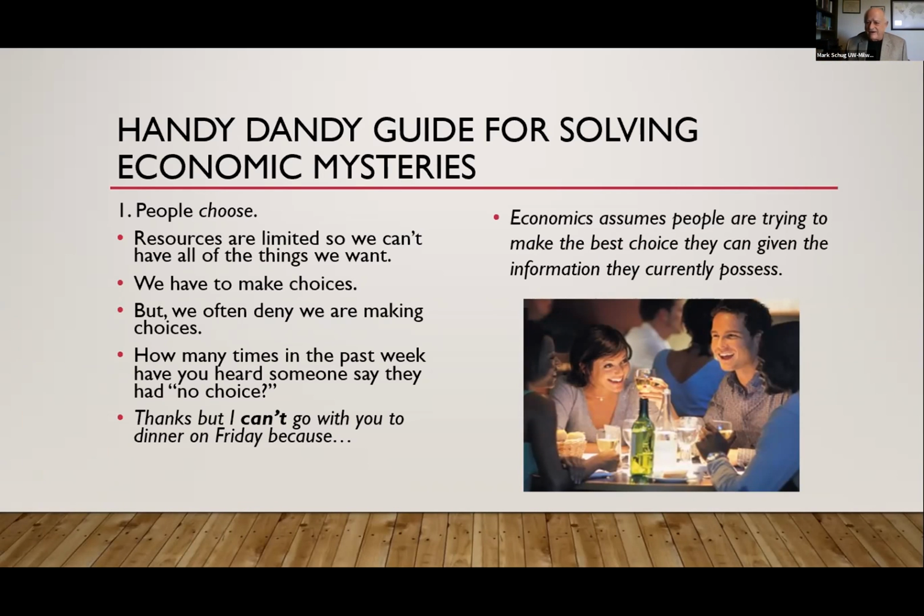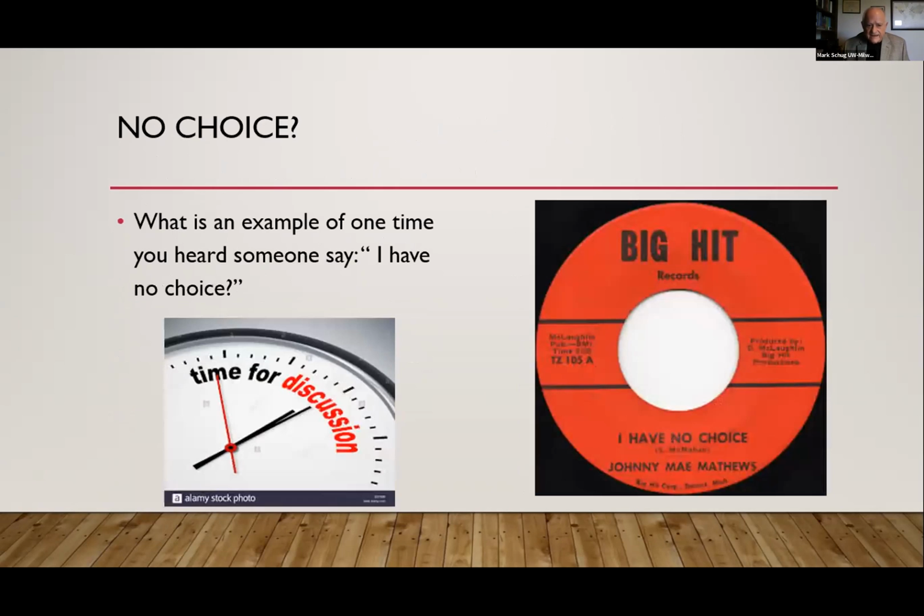Now, you don't want to walk around saying that to your friends because it feels impolite. But Scott's an economist, so he understands this. Economics assumes that people are trying to make the best choice they can, given the information that they currently possess. Now, can you give me an example of one time you heard someone say, "I have no choice"?